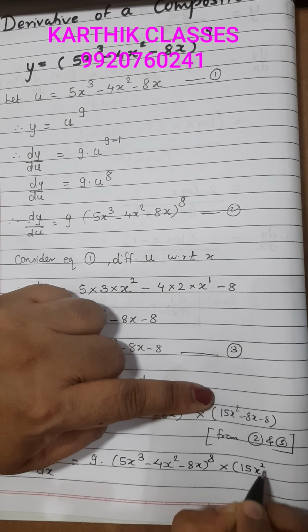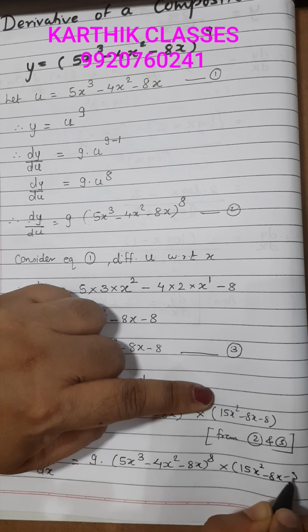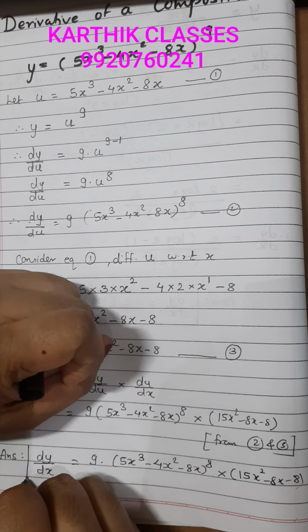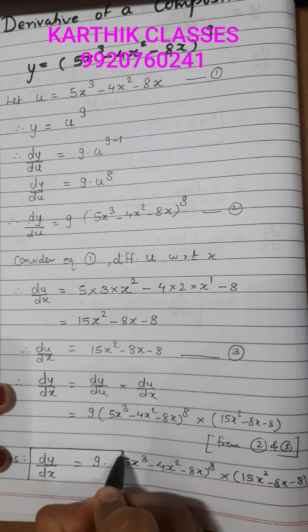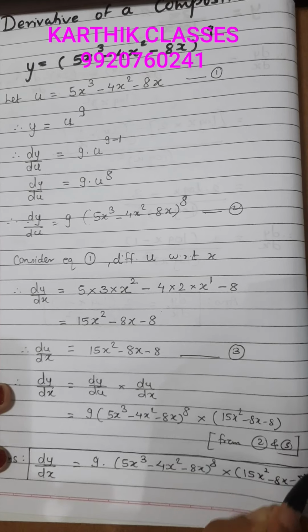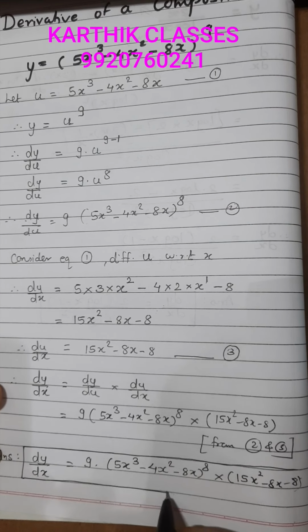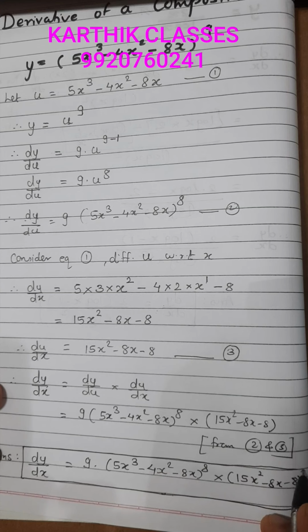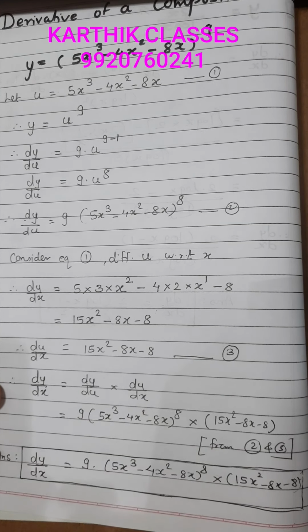The composite function steps are lengthier and you have to be careful while finding the derivative at each step. Just in the last step you have to multiply these two. Okay.